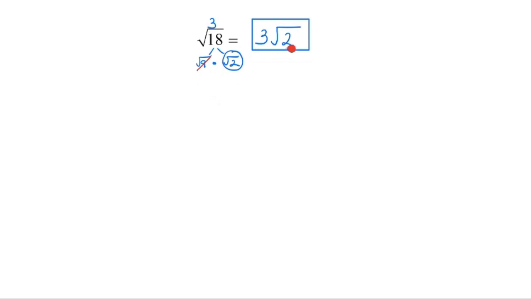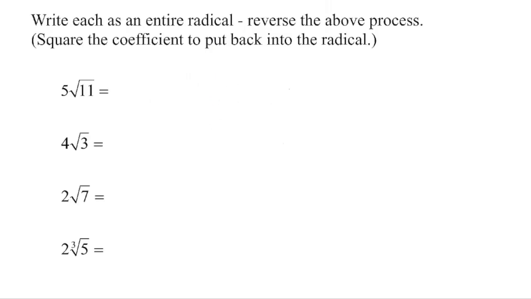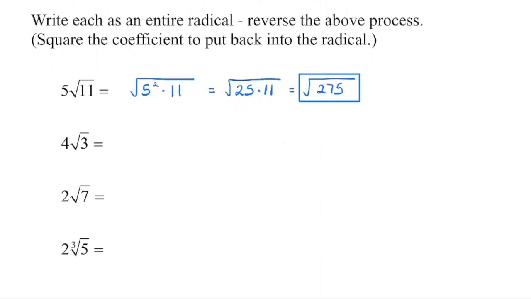So if you were given a mixed radical, could you turn that back into an entire radical? Well, in order to pull out this 3, we ended up square rooting the 9. So in order to get this back underneath, we're going to square it, which is the opposite of square rooting, and then we're going to multiply it by what's there. We square rooted the 5 to pull it out. We're going to square the 5 to put it back in. 5 squared is 25. We're going to multiply it by the 11 that's already in there.